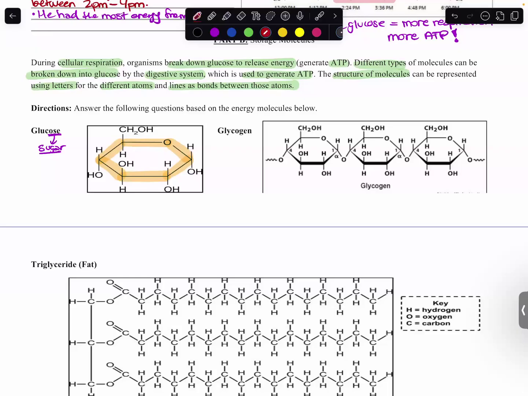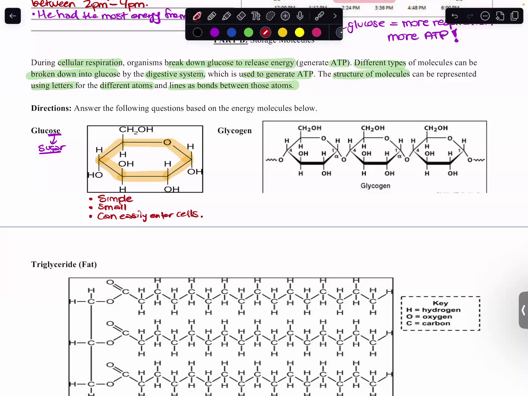And I'm gonna just make some annotations from what I see here. I can see here that this glucose molecule is simple, right? It's in the form of a hexagon, pretty simple. It's small. And because it's simple and small, it can easily enter cells, right? So it can easily go into our cells to be used in cellular respiration.